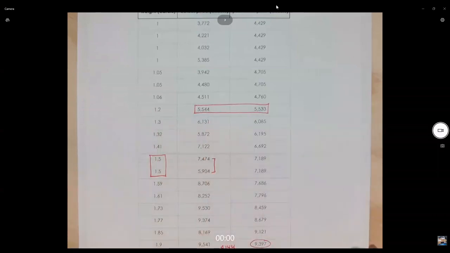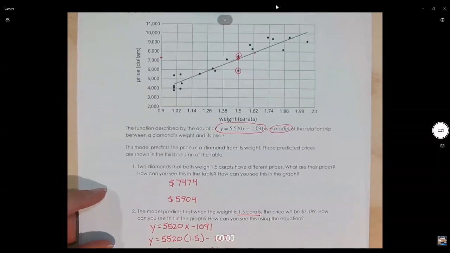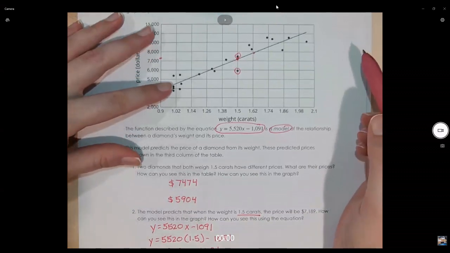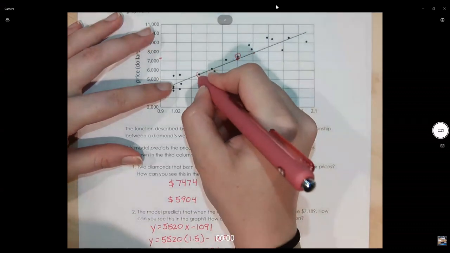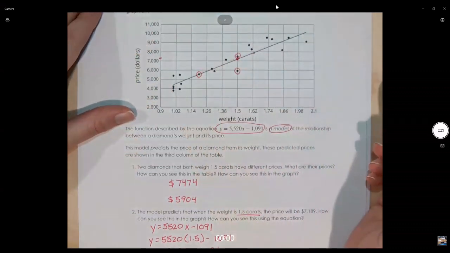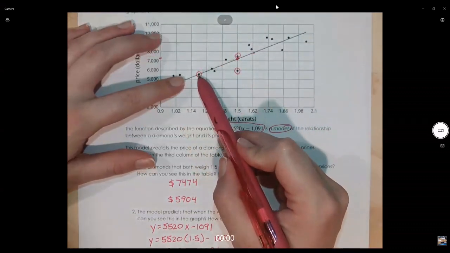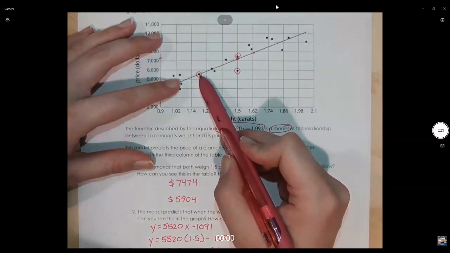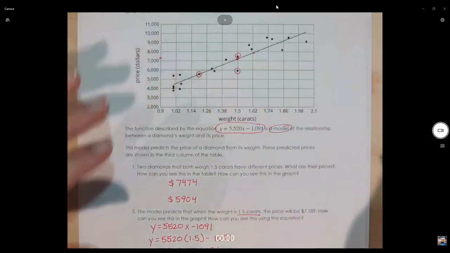graph. So if you go to the graph, your best prediction is going to be any of your points that falls on the line or really, really close to the line. And you can see this point here, which is the same point I just showed you in the table. See how it looks like it's almost exactly on that line? It means the model made a really good prediction for what that diamond would sell for.